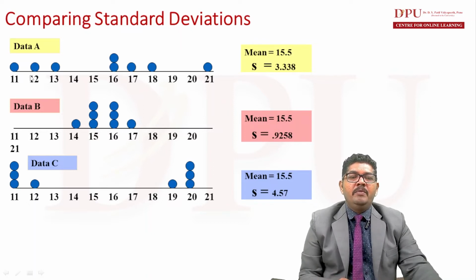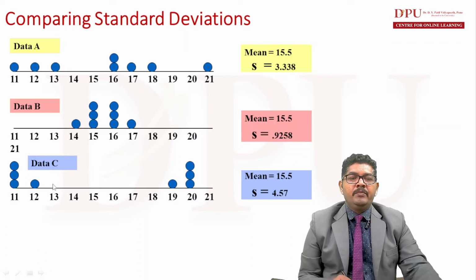So when you calculate the mean of all these values, 11 plus 12 plus 13 plus 16 plus 16 plus 17 plus 18 plus 21 divided by 8, we get this mean 15.5, and the standard deviation is calculated to be 3.338. Now the second data set consists of values. There is only one 14, there are three 15s, 16 appears 3 times, 17 appears only once in this particular data set. There are 8 observations again. The mean is again the same, 15.5, but the standard deviation is 0.9258.